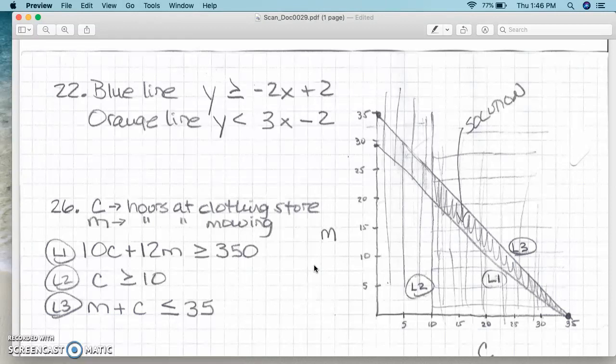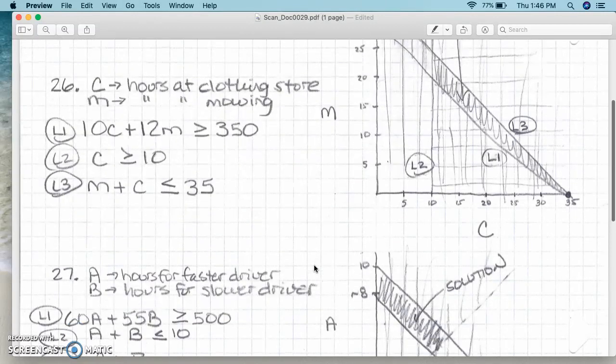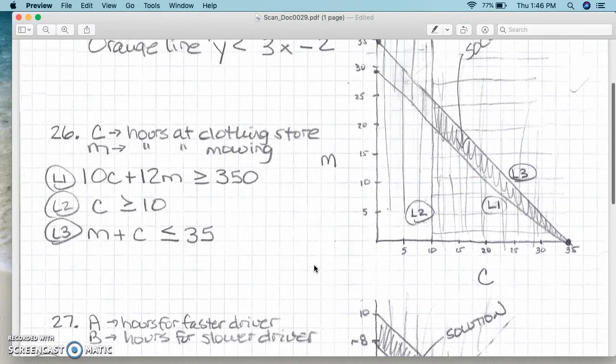Again, I found the intercept at (0, -2), and then I found the slope, up 3, right 1. Okay? Now the most important ones here are our story problems, so let's get to those. 26. We tell ourselves that C is the hours at the clothing store and M is the hours mowing.